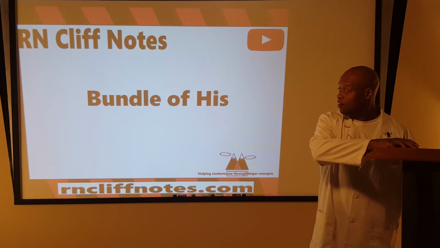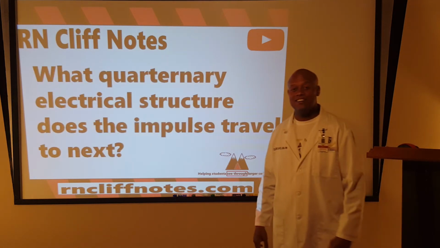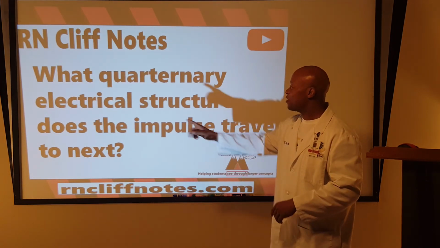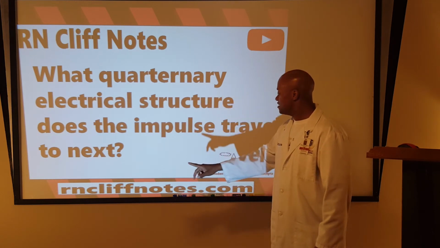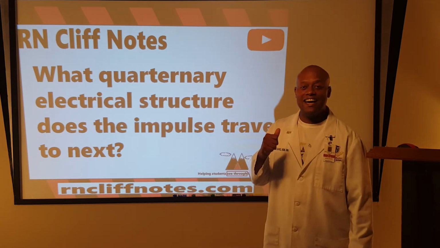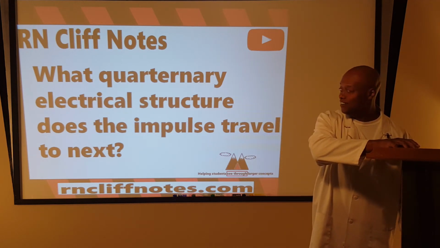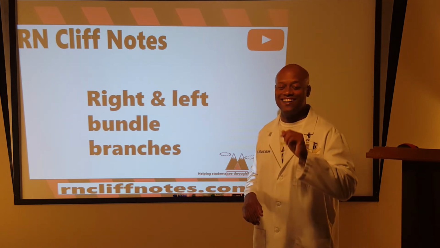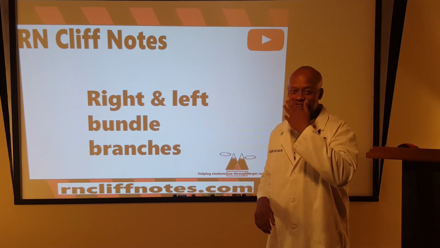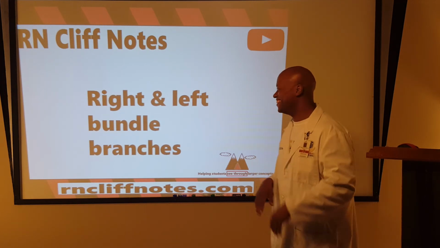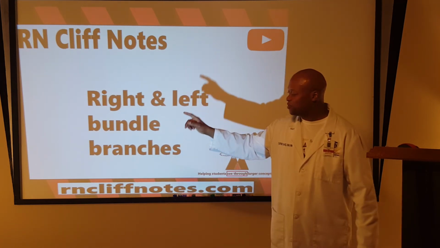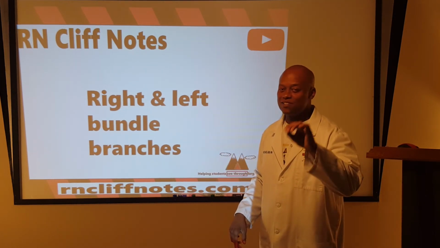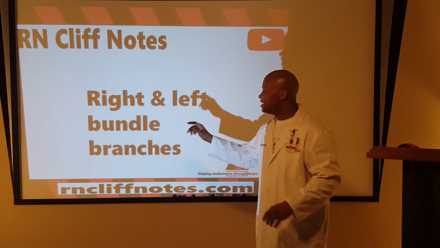Okay, so now, quaternary. Hooray, quaternary, right? What a great word that is. I love that word. So, what quaternary electrical structure does the impulse travel to next? All right, and that would be the one that I love to mess up, and if I do, then hey, sorry about it. This would be like, take 20. Okay, so, right and left bundle branches. Right and left bundle branches. Now, a little bit of insight, and here's where I get tripped up. Yeah, right and left bundle branches.